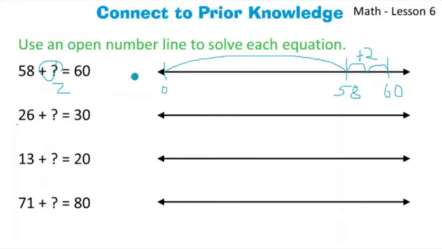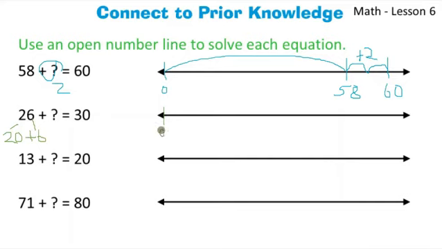Let's take a look at the next one. Okay, so we have 26 plus a number is equal to 30. I work really well with making tens, but let's take a look how we can break this down. So I can have this as 20 plus 6 plus that phantom number there is equal to 30, because 20 plus 6 is equal to 26.